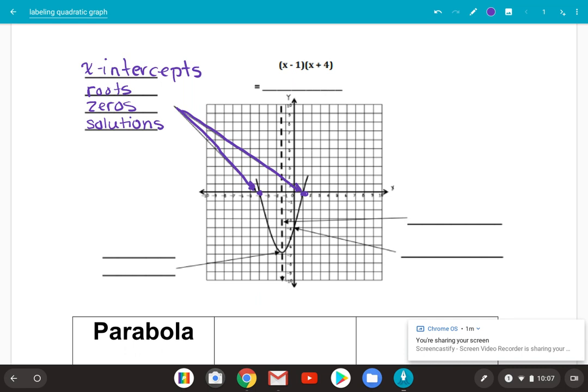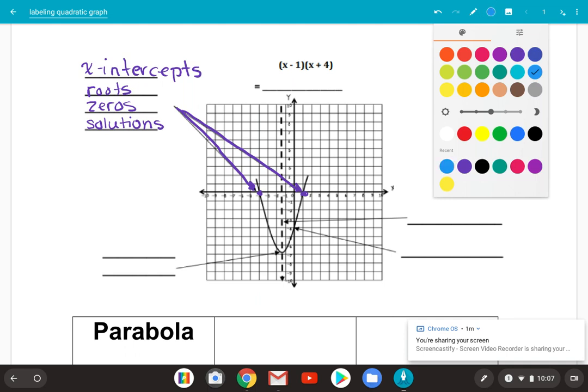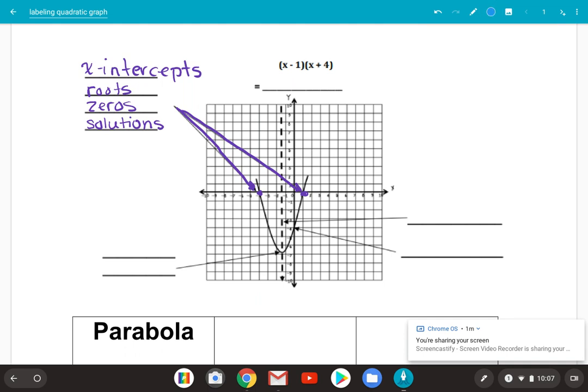Now, the opposite of the x-intercept is going to be the y-intercept. The y-intercept is going to be over here. And lucky for us, they're only going to have one y-intercept, and it only has one name, thankfully.